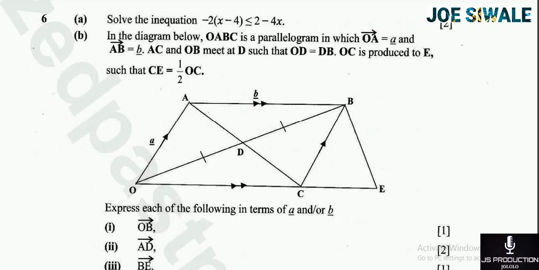Question 6a reads, solve the equation -2(x - 4) ≤ 2 - 4x. 2 marks.